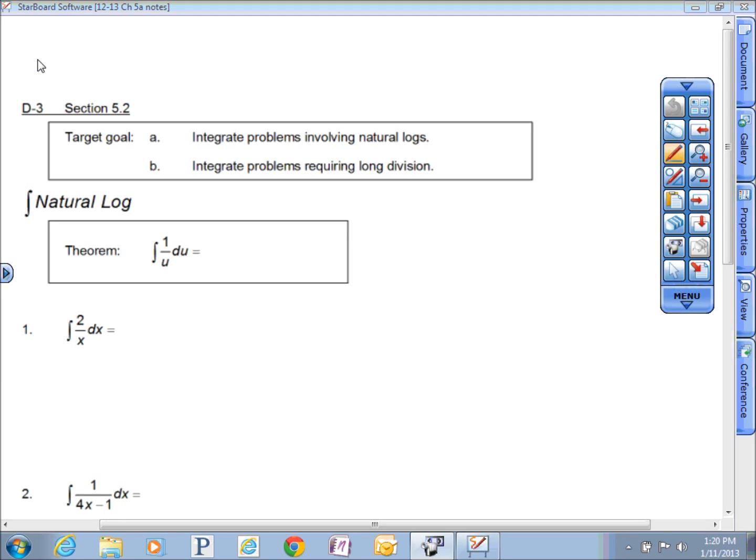Third day in Chapter 5. We've been taking derivatives of natural logs. Now what we're going to do is work on integrating problems involving natural logs. So we're reversing the process.